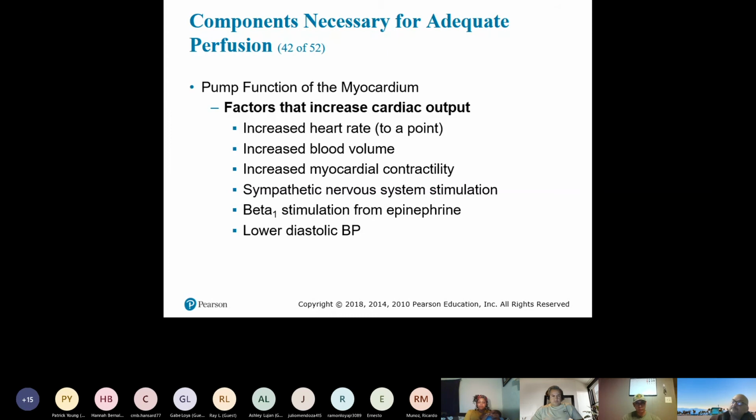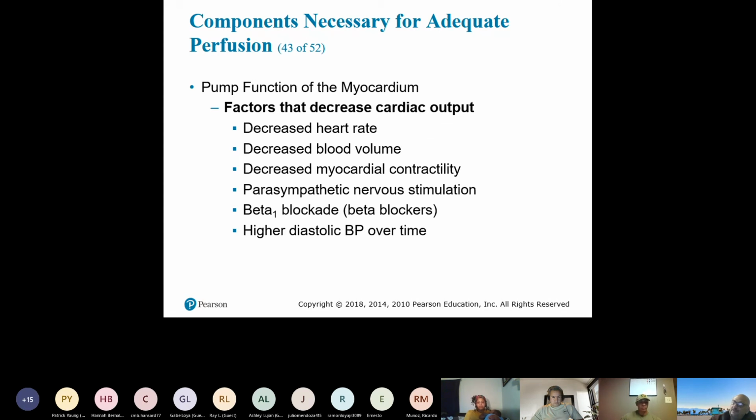Lower diastolic pressure, it's less pressure against the arterial walls, so the better the beat out. Decreasing, just basically take the opposite of what we just did. Low heart rate, low contractility, low preload, higher blood pressure.